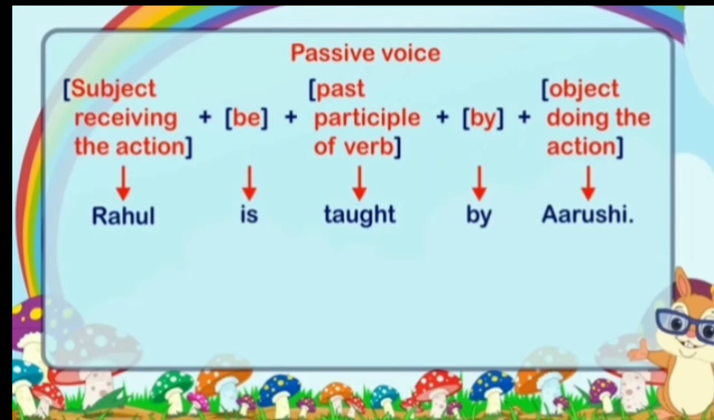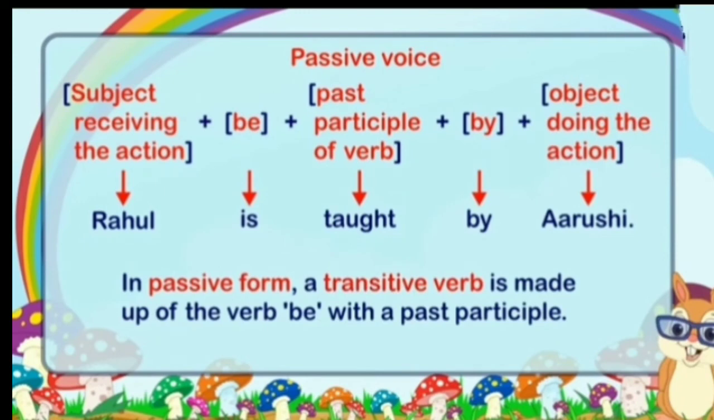Then I need to put be verbs. Be verbs means the helping verb, and that will go according to the subject. Now, the past participle form of the verb. In passive voice, we always use the past participle form of the verb, the third form, and then the preposition by, and later we put our object. So now the sentence becomes Rahul is taught by Arushi in passive voice.